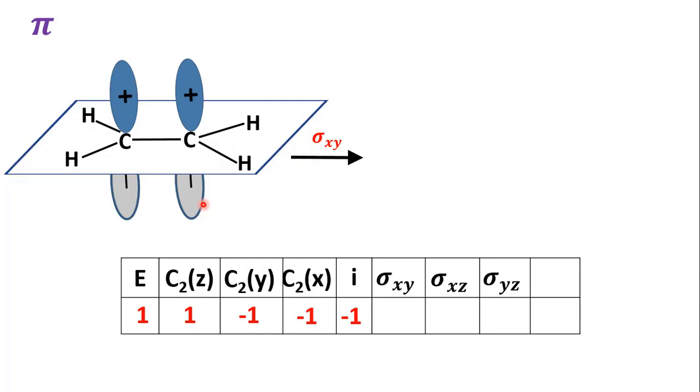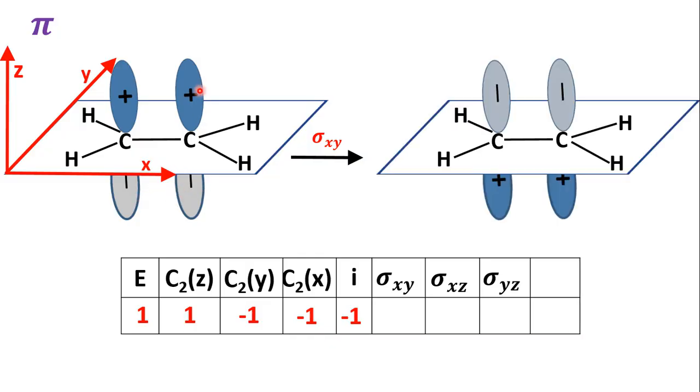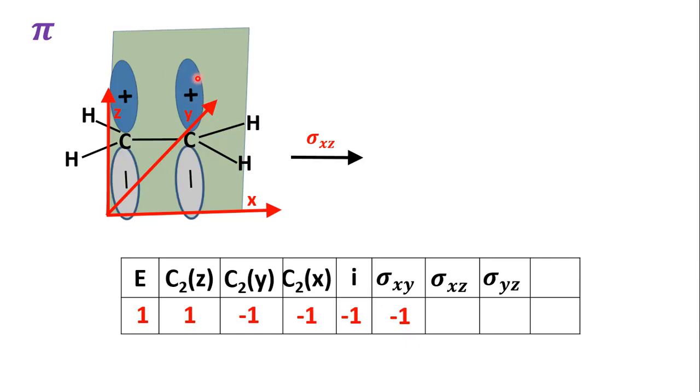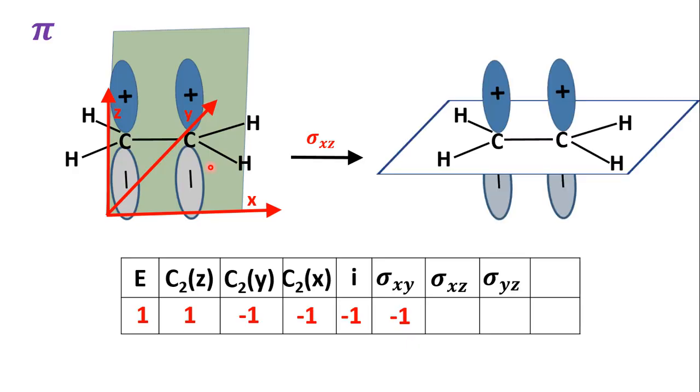Next is sigma xy, the reflection about the xy plane. The xy plane is the molecular plane which is shown here. When you reflect, the 2 positive lobes at the top will come to the bottom, and the 2 negative lobes at the bottom will come to the top, and signs are changed, and the operation is anti-symmetric, and you will get minus 1. When you do the reflection sigma xz about the xz plane, it cuts through both the lobes perpendicular to the molecular plane. Both the orbitals are present in the plane itself, and so there is no change in sign upon reflection, and so the reflection is symmetric, and you will get plus 1.